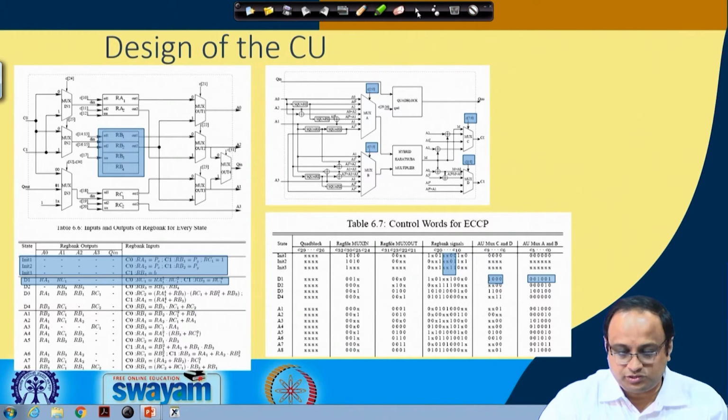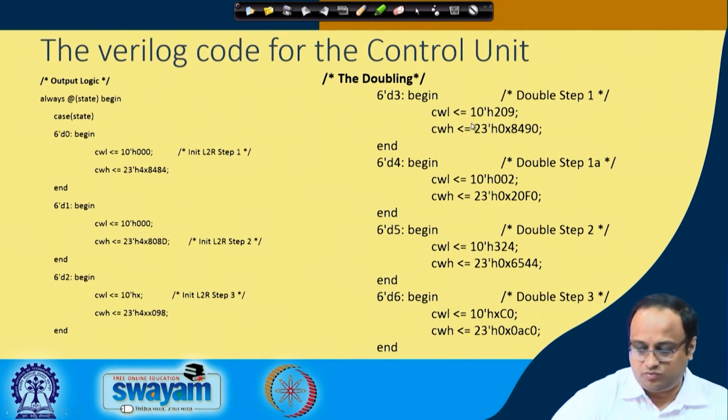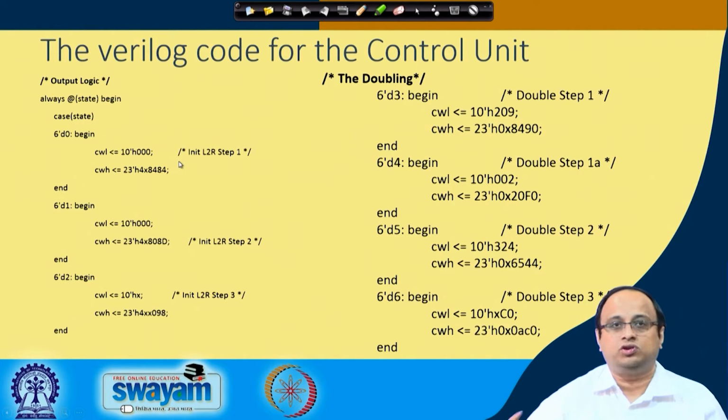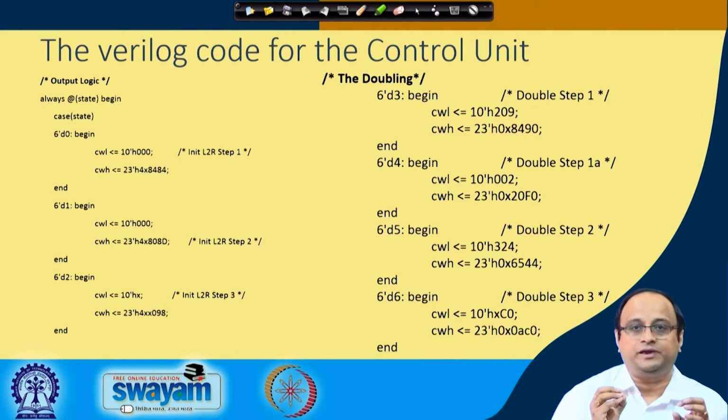So, with this background, we can now have a look at the Verilog code without going into too much detail. This is a depiction of how the controller works. You can see that this is the output logic, because the controller essentially generates an output, which is the control signal. Now, that depends upon two things.